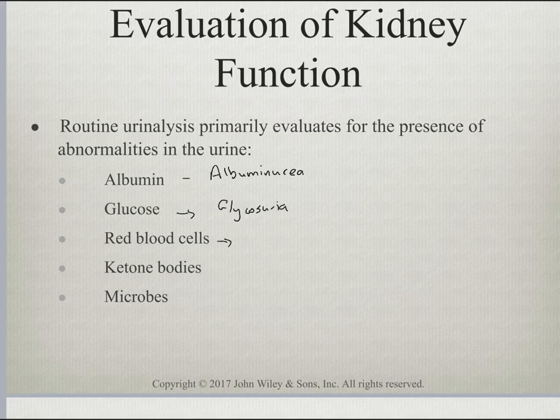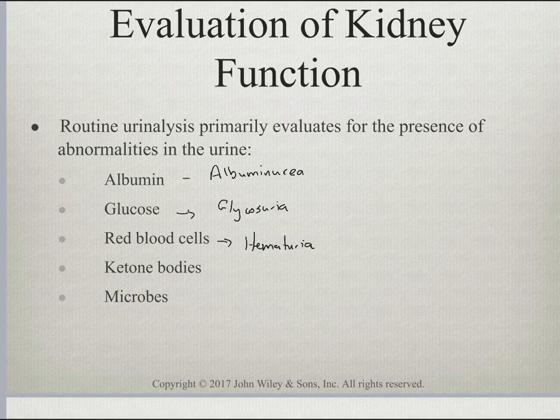Now, red blood cells. Again, red blood cells are relatively large. We would not expect to find red blood cells in our urine. If we do, it could indicate a whole host of disorders. Could be chronic high blood pressure, could be kidney failure. Something could have disrupted or ruptured one of the capillary beds inside of the glomerulus. So we're going to call this condition hematuria.